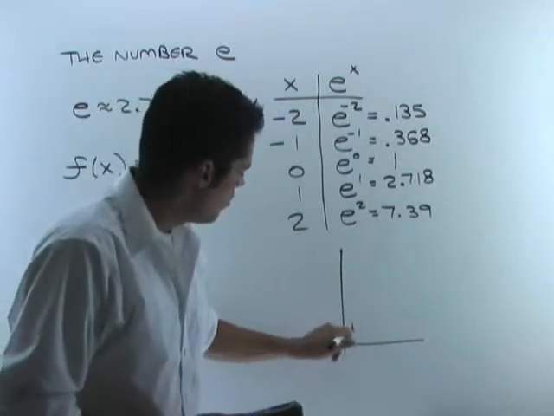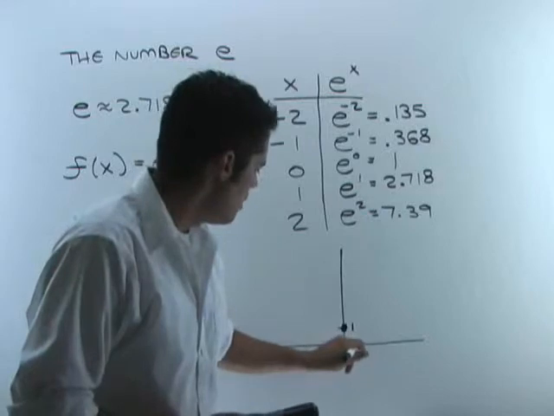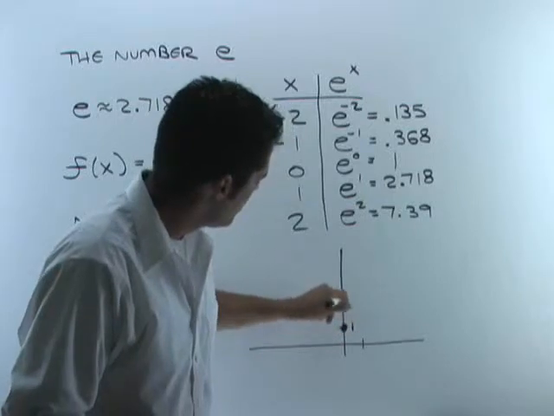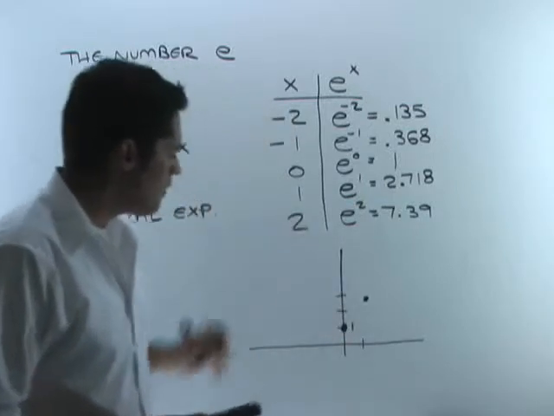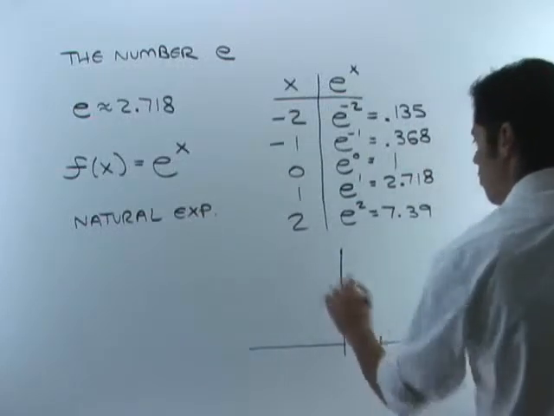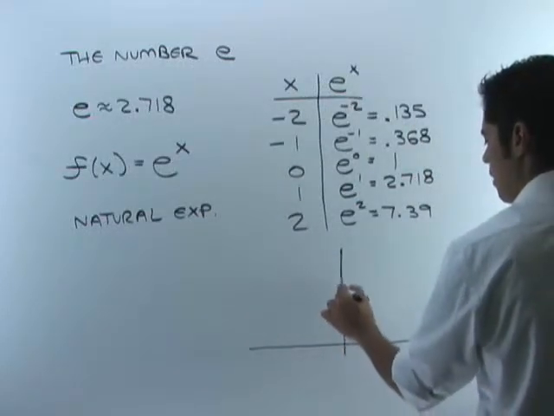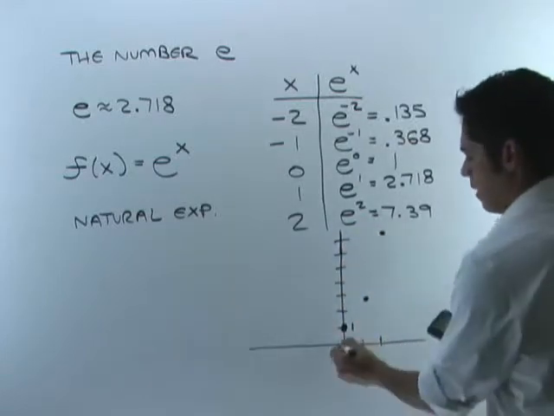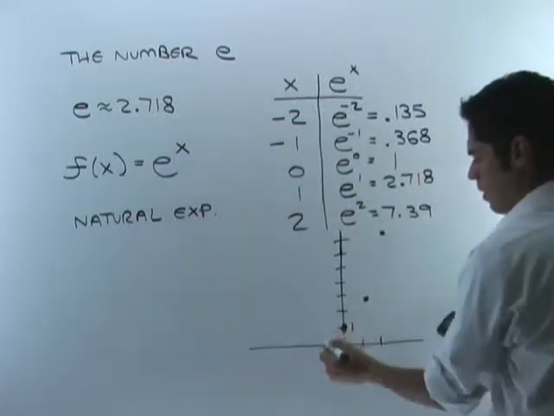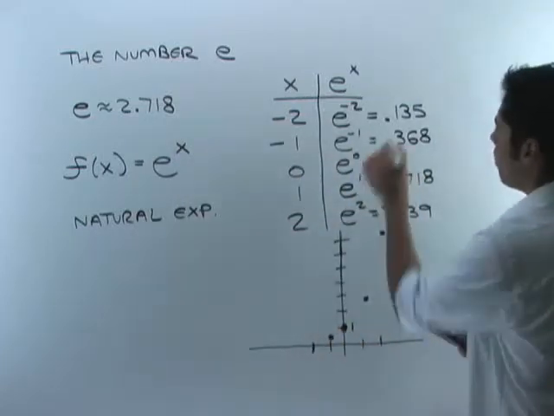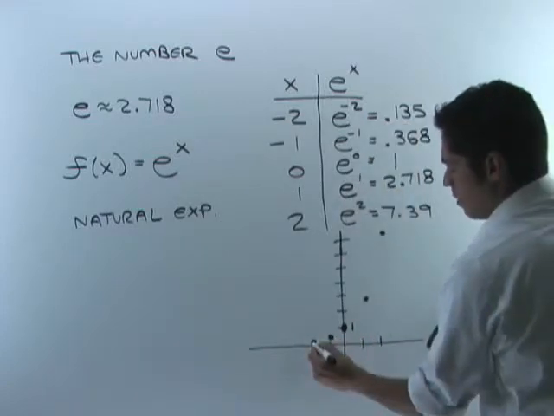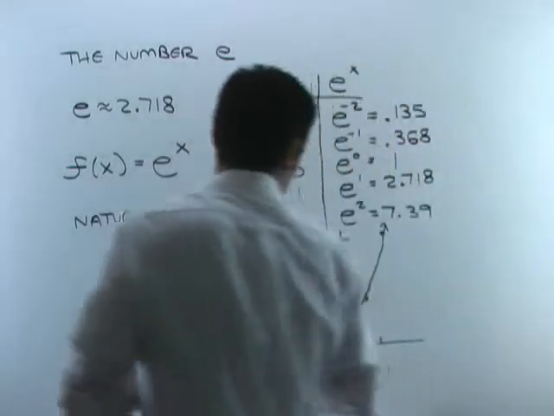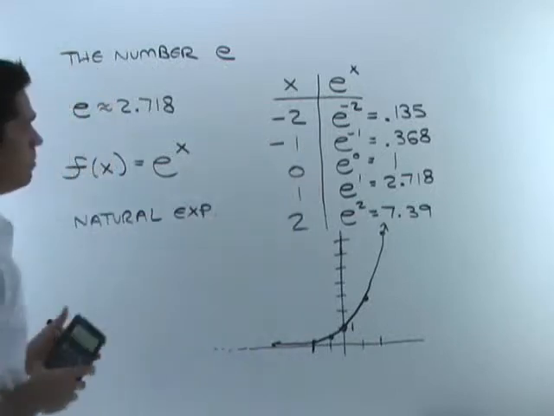And now what you could do is you could create your graph. Of course, at 0, we're at 1, right? At 1, we're at 2.7. So I'm going to go, here's 2, here's 3, so about up here. And you're just trying to get a rough idea of what's happening here. At 2, we're about 7.39, so 1, 2, 3, 4, 5, 6, 7.3, somewhere around there. And then at -1, we are at 0.36, so about right here. And at -2, we're at 0.1, so it's real close to the x-axis. And you can draw it like this. And of course, we still have our horizontal asymptote here of the x-axis. So that's the graph of e to the x.